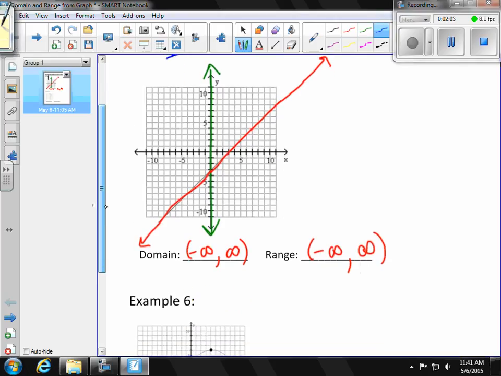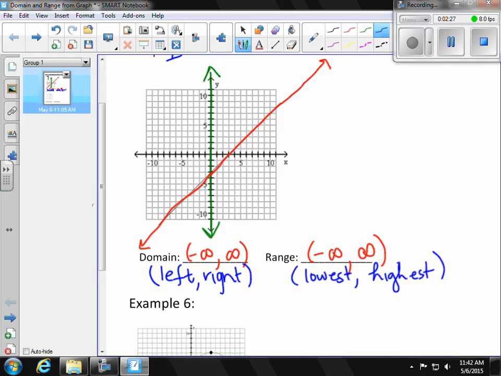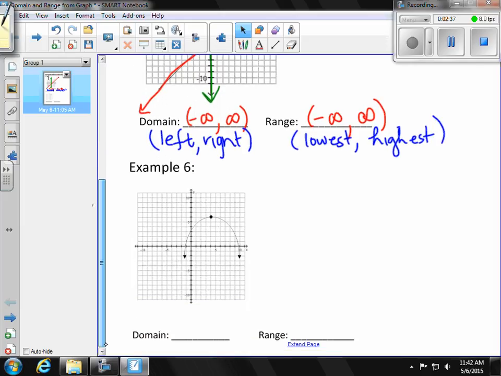So again, when we talk about domain, we're going from left to right. How far to the left does the graph go? How far to the right does the graph go? Smallest numbers to biggest numbers. And the range, we're always going from the lowest point, if there is one, to the highest point. We're going from the bottom of the graph to the top of the graph. And if there is no bottom, we say negative infinity. And if there is no top, if it keeps going, we say infinity.